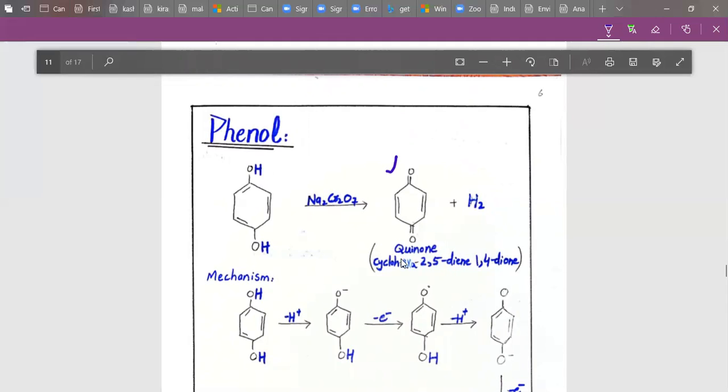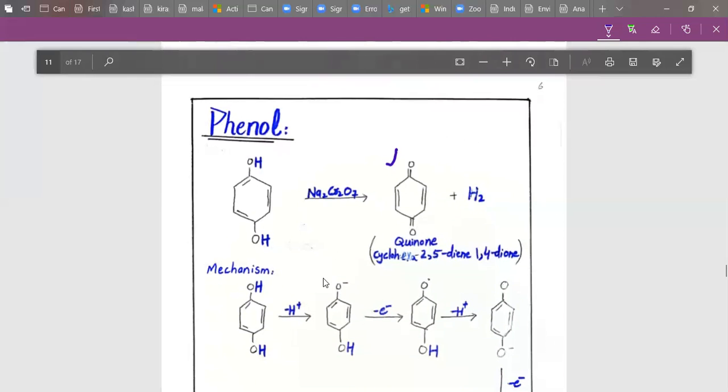And its IUPAC name is cyclohexa-2,5-diene-1,4-dione. This one is carbon 1, carbon 2, carbon 3, carbon 4, 5, and 6. So at carbon 2 and at carbon 5, they form double bonds. So that's why we can say 2,5-diene. Di means two and ene means double bond. And at position 1 and 4, dione. One means oxygen. So with the help of the IUPAC name, we can easily draw its structure.